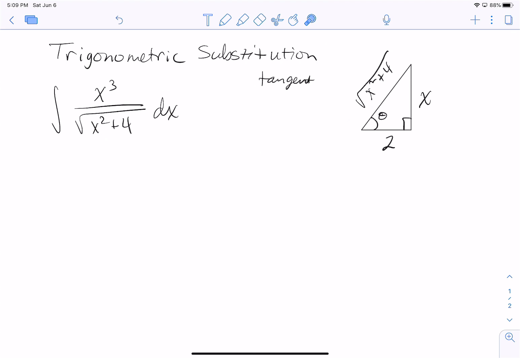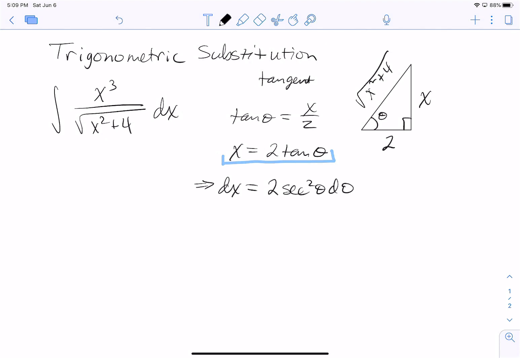Based on the triangle, we can see that the tangent of theta is equal to x over 2, or that x is equal to 2 times the tangent of theta. That is our actual substitution. x is equal to 2 times the tangent of theta. If that's true, then dx is 2 times the secant squared of theta d theta. That's a result of the substitution x equals 2 times the tangent of theta.